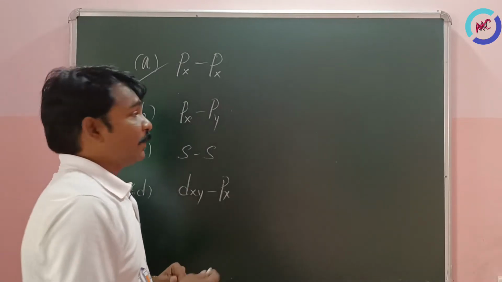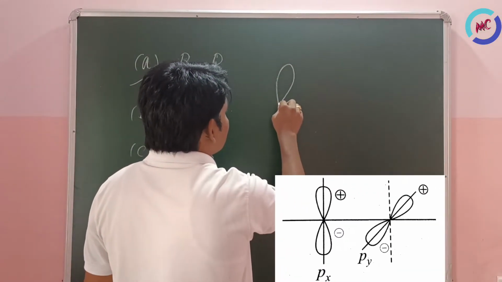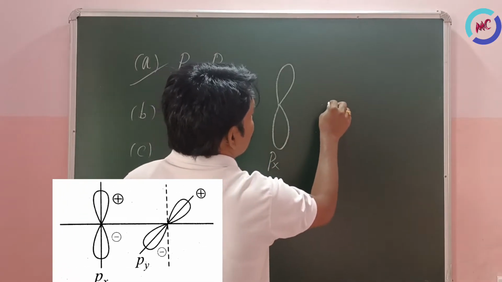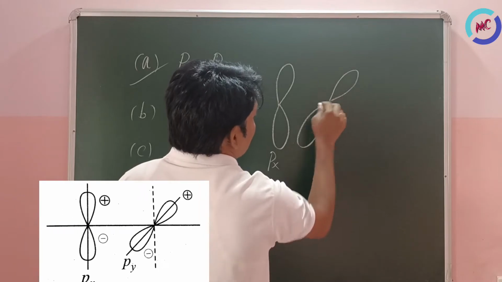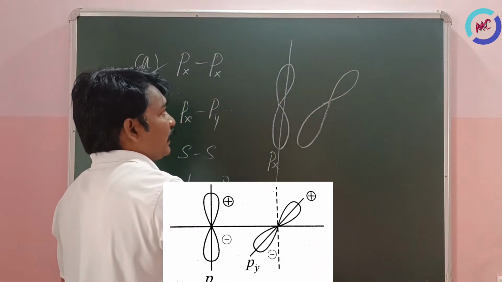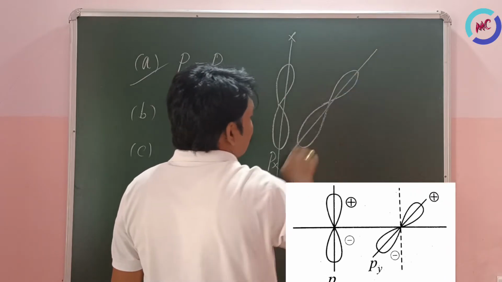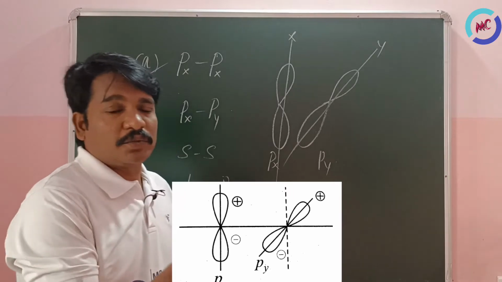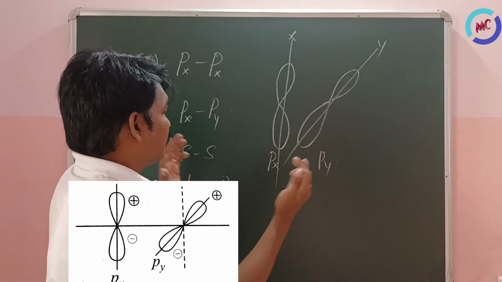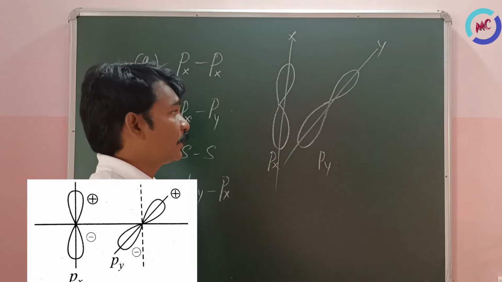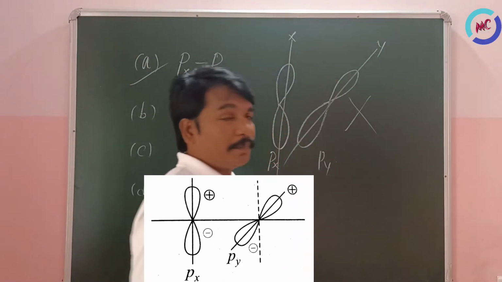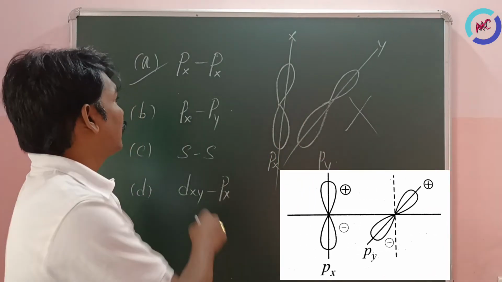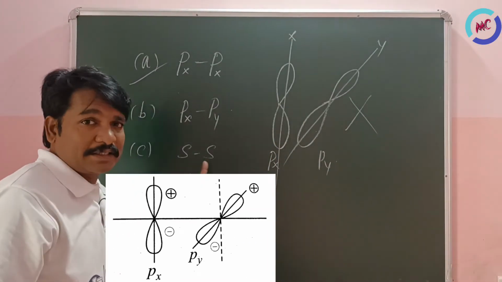In case of px and py, see here, px is on the x-axis and py is on the y-axis. These two are present on two different axes. That's why the overlapping is not possible. Overlapping is not possible between px and py because they are present on two different axes. Okay, let us check the next one.